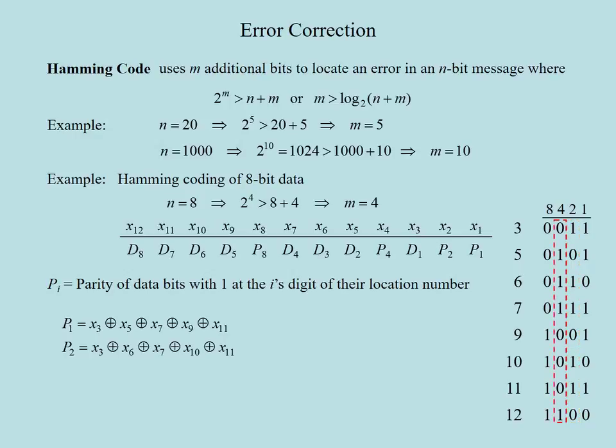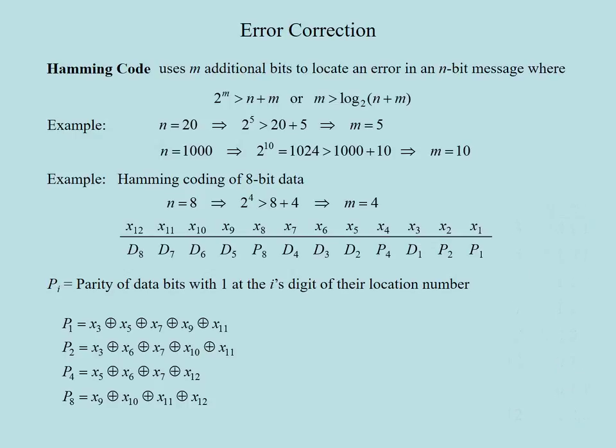Next, 1 appears at the 4th digit in the numbers 5, 6, 7, and 12. So P4 will be obtained by XORing X5, X6, X7, and X12. Finally, checking the most significant digits of the location numbers, we determine P8 as an XOR operation among X9, X10, X11, and X12.